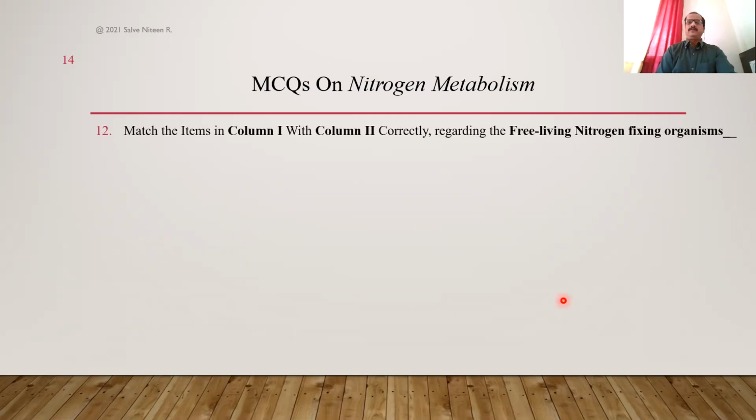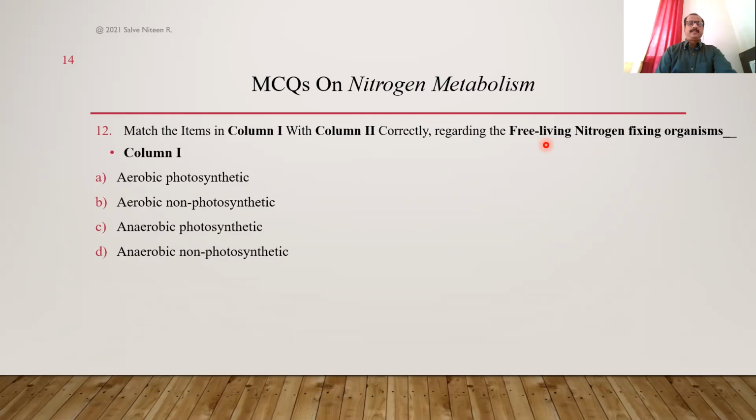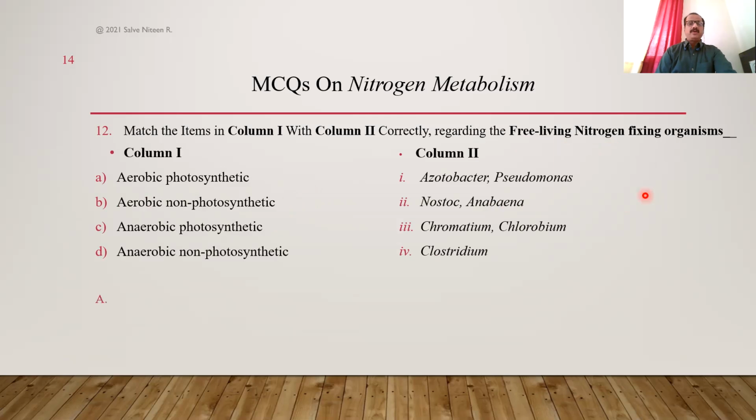Matching type question. You have to match column 1 with column 2 regarding the free living nitrogen fixing organisms. So you know there are 2 types of nitrogen fixing organisms, symbiotic and non-symbiotic. Non-symbiotic organisms are called free living. They live freely in the soil without any association with any higher plants. Column 1 gives aerobic photosynthetic, aerobic non-photosynthetic, anaerobic photosynthetic, and anaerobic non-photosynthetic. In column 2, their examples are given. So you have to match, and accordingly you will get the answer.